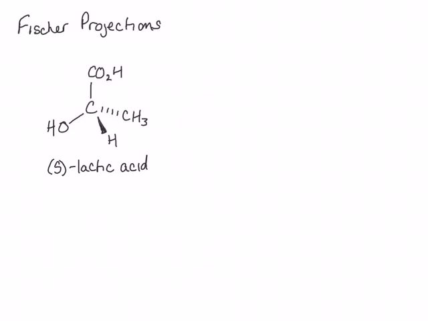If we rotate S-lactic acid, we can rotate it into an arrangement so that it looks like this. The chiral carbon is still in the middle, but the carboxylic acid and the methyl are pointing up and down and away from us, and the hydroxyl group and the hydrogen are pointing to the sides and pointing towards us. This is how a Fischer projection shows three dimensions.